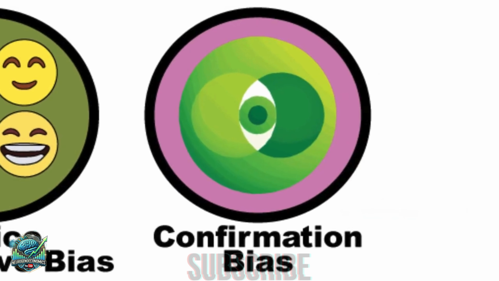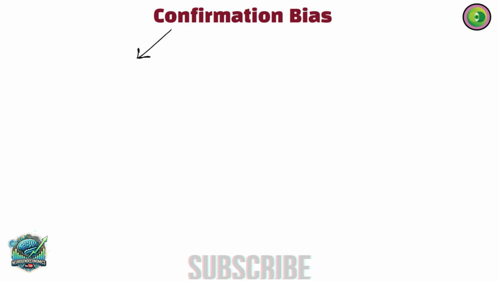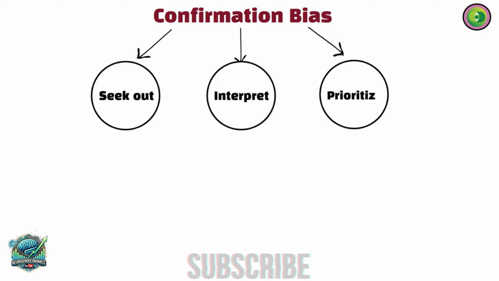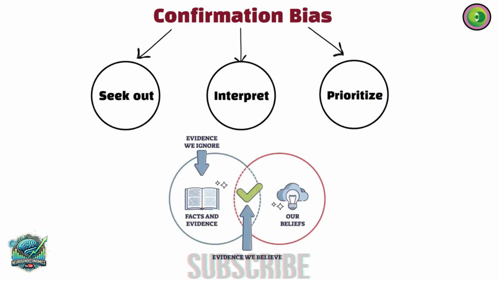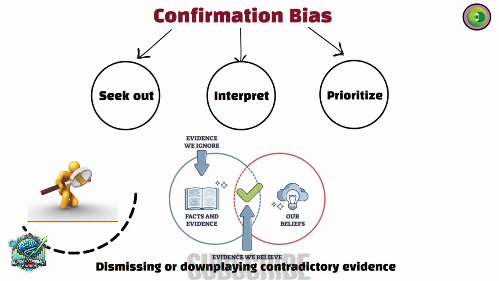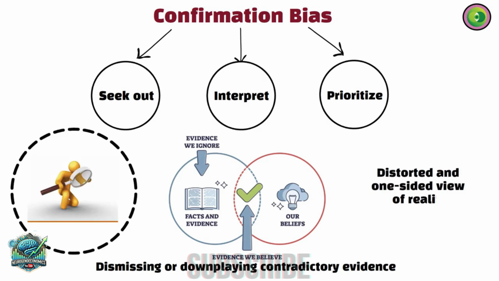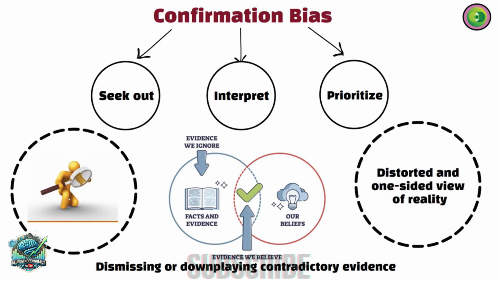Confirmation bias. Confirmation bias is the inclination to seek out, interpret, and prioritize information that aligns with and reinforces existing beliefs or hypotheses, while dismissing or downplaying contradictory evidence. This bias can lead to a distorted and one-sided view of reality.